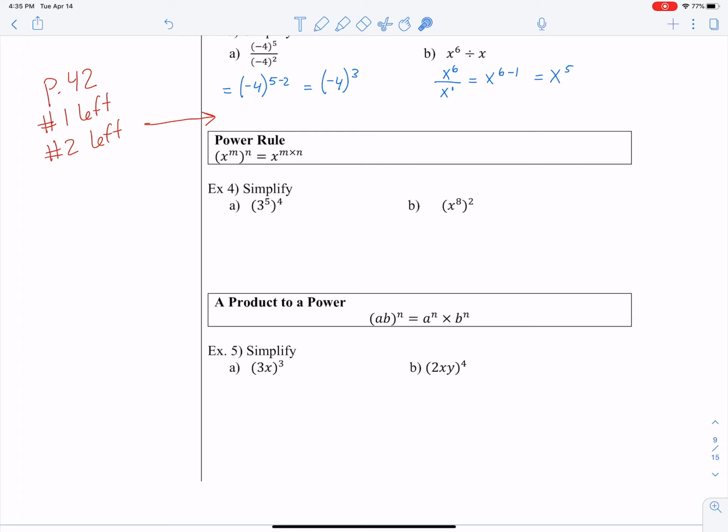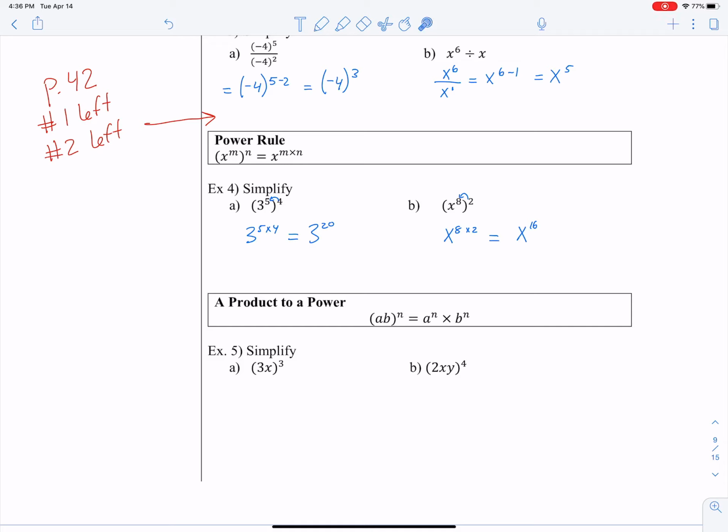So here is our first example. We have 3 to the 5 inside brackets, and then we have an exponent of 4 on the outside of the brackets. So this 4 is going to multiply here. We can draw a little arrow to show that. So we get 3 to the 5 times 4, and 5 times 4 gives us 20. So we have 3 to the 20. Another example, very similar, but here we have a base of a letter, x. So we have x to the 8 times 2. So this multiplies here, and we get x to the 16.